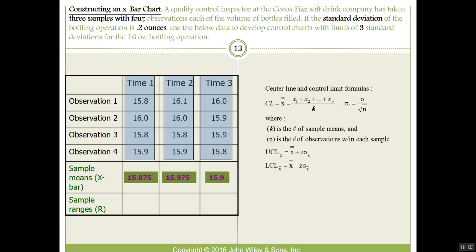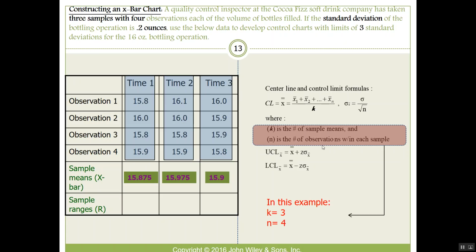So this needs a little bit of explanation here. First thing that you should know, and you should not confuse, is the difference between K and N here. I told you I will give you the formulas in the exam, but you have to know the notation. So what is K? K is the number of samples. N is the number of observations within each sample. So in this example, K is equal to 3, N is equal to 4.